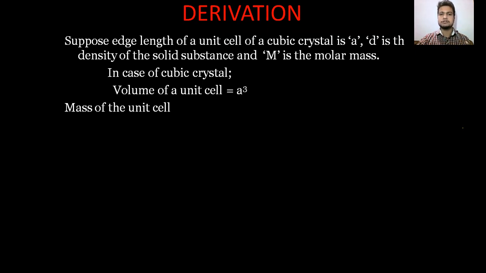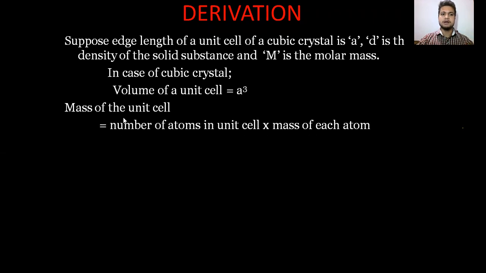So the basic aim is to get the number of atoms in the unit cell and multiply by the mass of each atom. That gives me the total mass of the unit cell. We will put the number of atoms in the unit cell as Z, and denote the mass of each atom by small m. So we have our two required things: volume is A cube, and mass is Z into m. But m is the mass of each atom.